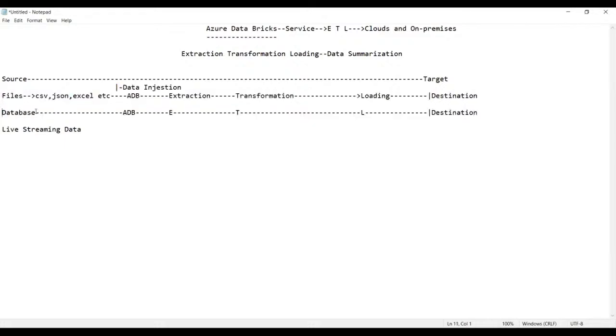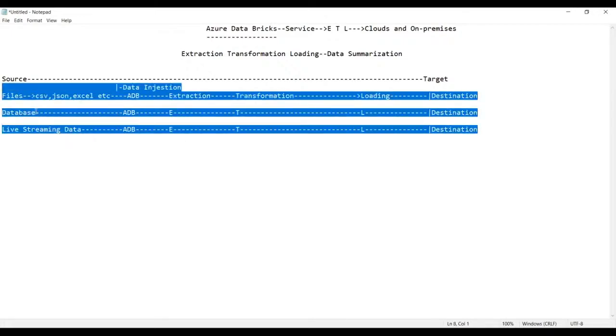Even from live streaming, if you want to pull in the data, the same way, we use ADB, Azure Databricks. Then we use extraction, then we perform transformation, and finally loading, and this loading is done ultimately into the destination. This is how the entire process works: extraction, transformation, and finally loading the data.